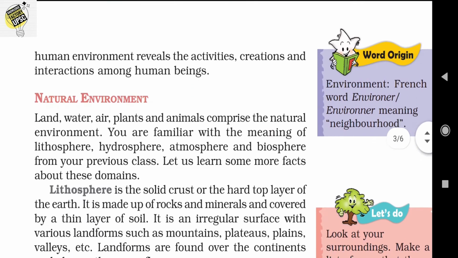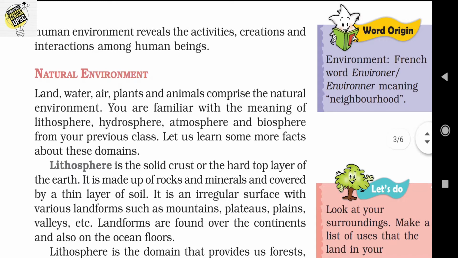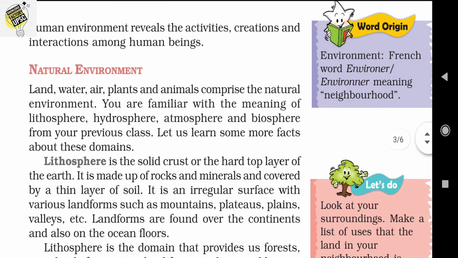Then there is the human environment, which reveals the activities, creations, and interactions among human beings. On the right side we can see a purple box with a small piece of information. Let's look into that. The word origin of environment is from the French word envahir, which means neighborhood. So environment is a French word which means neighborhood.